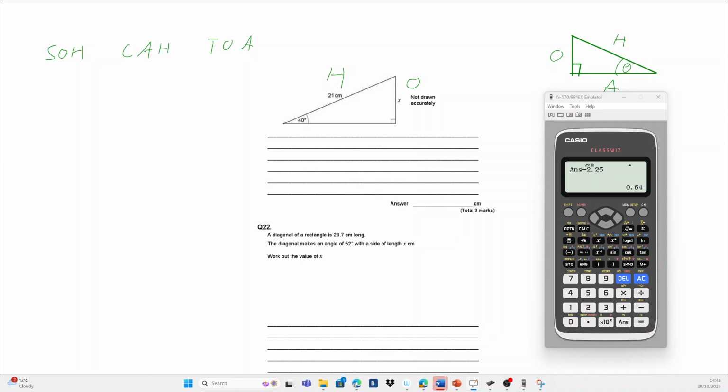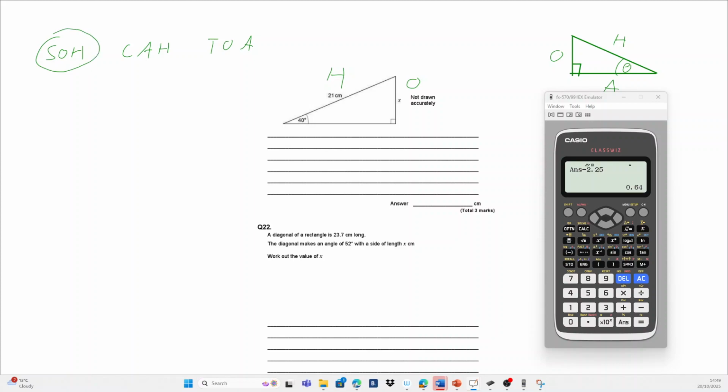Because I can see on my question, I've been given the opposite and the hypotenuse. Which one of these has got both O and H in it? Well, it's not TOA, I've got no H here. CAH has got no O in it. And SOH has got both O and H. So this is the trig ratio that I want to be using.